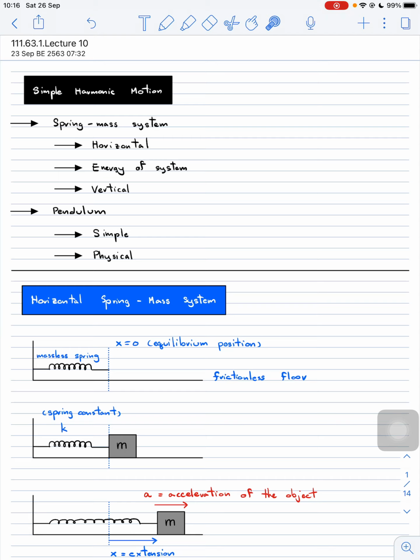After that, we talk about the pendulum. We have the simple pendulum, as I have shown you already, and we have the physical pendulum, where we use a rigid body to oscillate about a point.